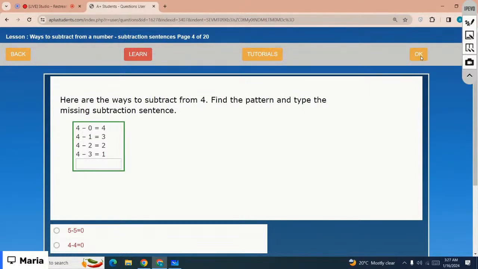The next one is: here are ways to subtract from 4. Find the pattern and type the missing subtraction sentence. So which is the correct option? Very good. That is 4 minus 4 equals 0. The correct option is 4 minus 4 equals 0.